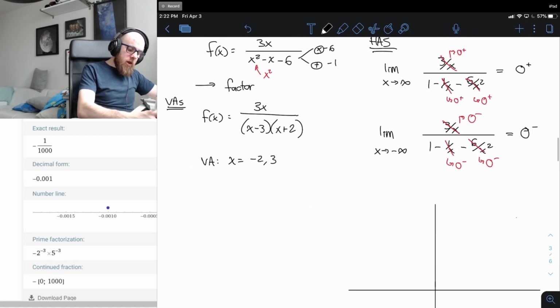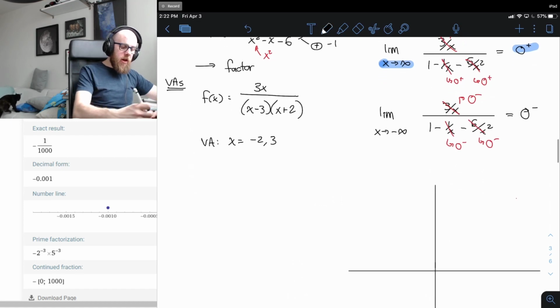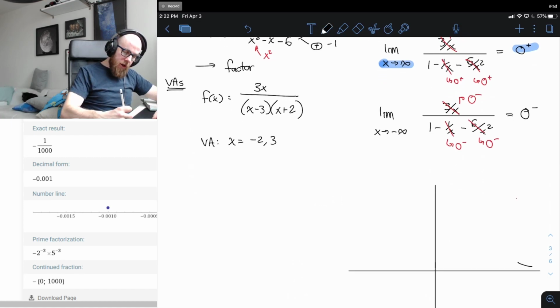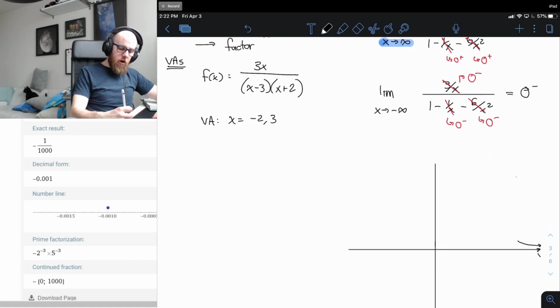So let's start with this first part. Here it's saying that as x approaches infinity, my y values are getting really, really close to 0, but they're staying positive. So my function is going to be doing something like this. My x values are getting really, really large, and my y values are getting close to 0, but they're staying positive. So they'll never dip below. They'll never be negative.